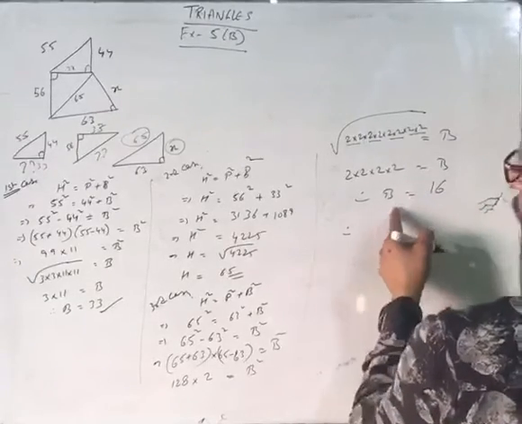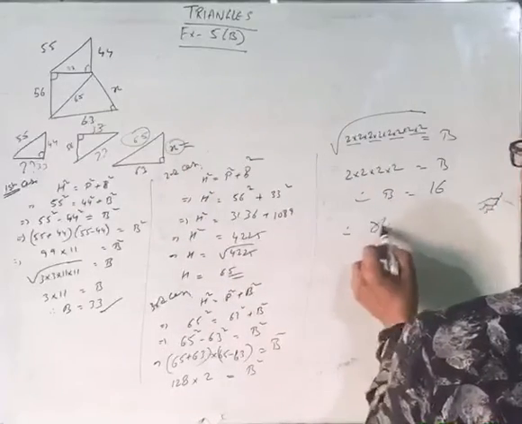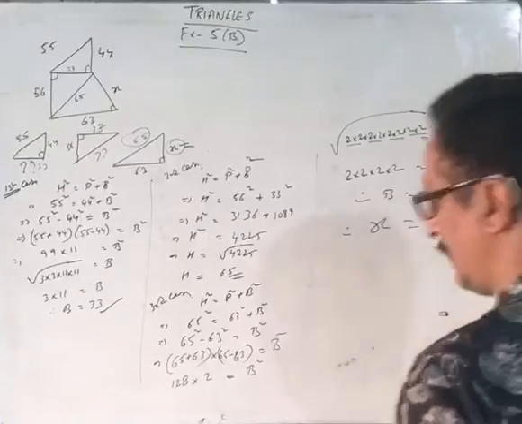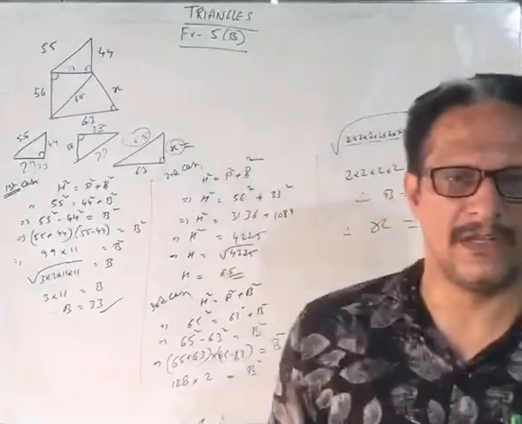So b means the base. This is the x. Hence x equals 16 centimeter. In this way, you will get the value of x.